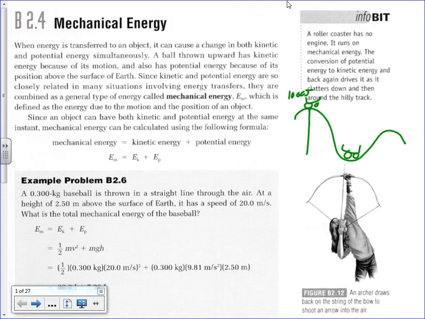Remembering that energy can't be created, it can't be destroyed, and we're not losing or transferring any energy anywhere along the way. 1,000 joules. The law of conservation of energy says very simply this.